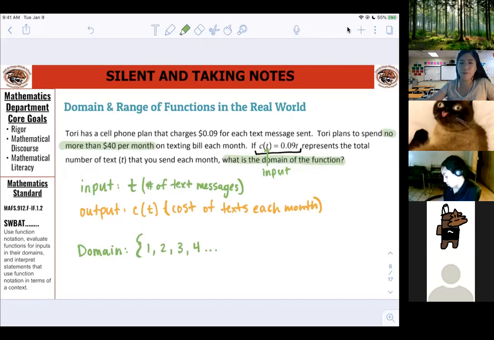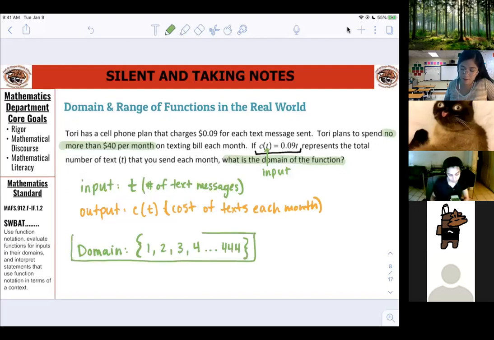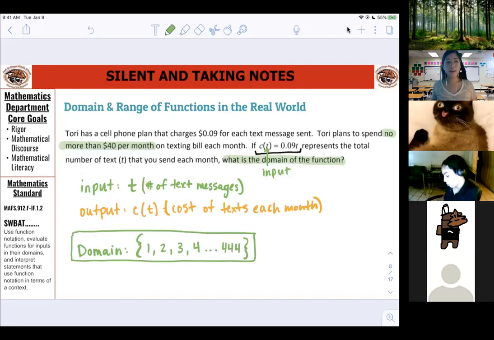It's about 444. So when I write my domain, I'm going to write the first few, but instead of writing every single number from 1 to 444, I write dot, dot, dot, and I end it on 444. And then I close it out. That is how I'm going to write my domain for this example. It's different only because text messages are concrete whole numbers. You can't go in between 1 and 2. So for this type of problem, I have to list each number individually rather than make an inequality.